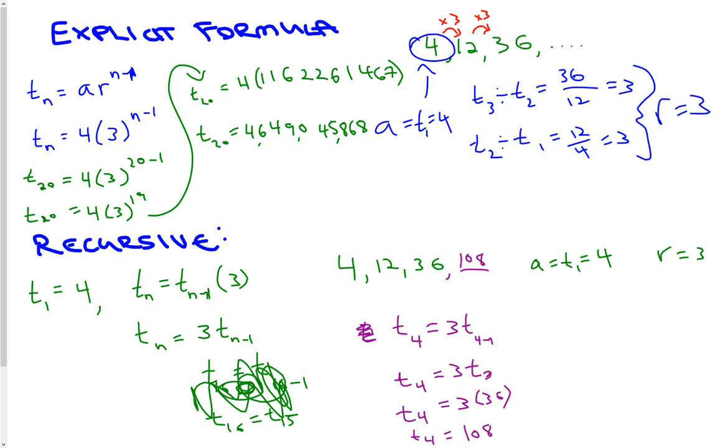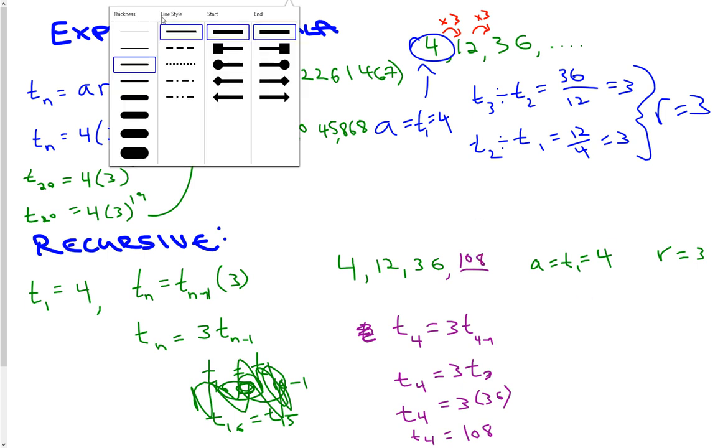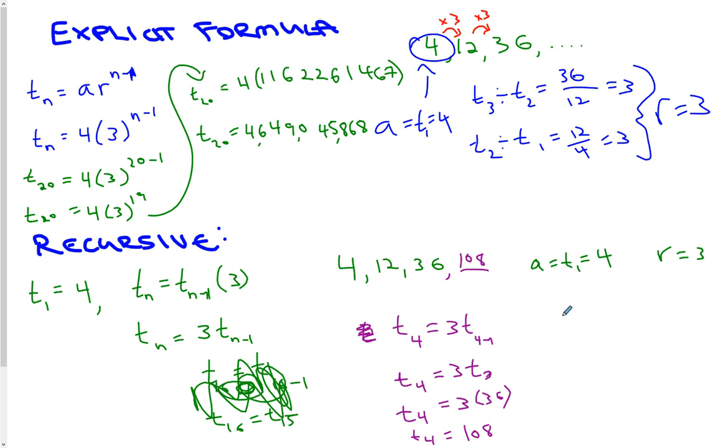If I want to find the one after that, using my recursive formula, I would say, okay, well, term 5 is 3 times term 4. Well, term 4 is 108. What's 3 times 108? 3 times 108 is 324. Okay, so recursive formula just tells us what do we have to do to get to the next one?